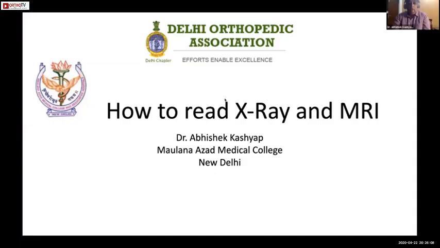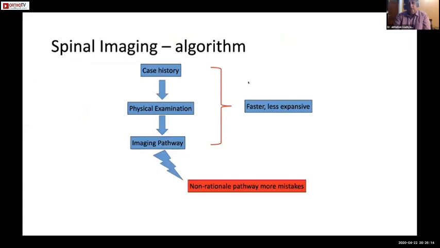Yeah, I'll try to do justice to how to read an X-ray and an MRI in 10 to 15 minutes. As people have said, you have to remember that case history and physical examination are important.